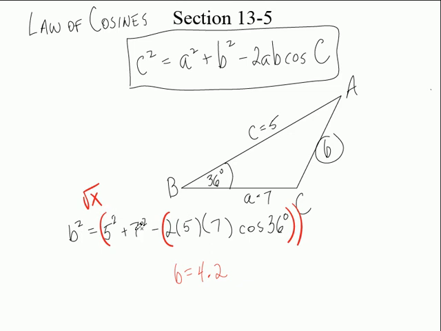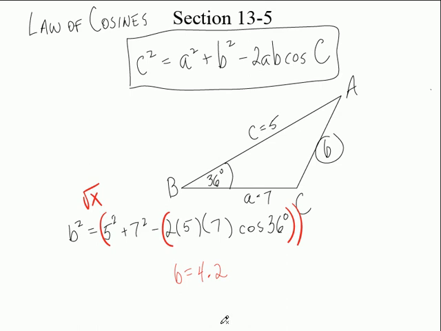I know if you just have one of those basic scientific calculators, you do need a parentheses right here and right here. All right, so if you have a basic scientific calculator, I would go 5 squared plus 7 squared minus parentheses, okay, 2 times 5 times 7 times cosine 36. Close the parentheses, hit equals, and then you're not done yet. What do you do after you hit equals? You got to square root it, okay, because we didn't square root from the beginning. So if you have a regular basic scientific calculator, you need to do it that way.